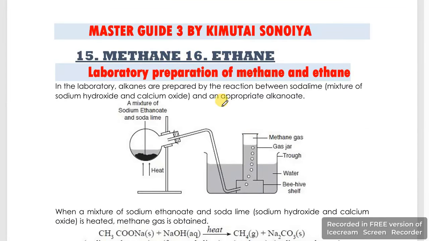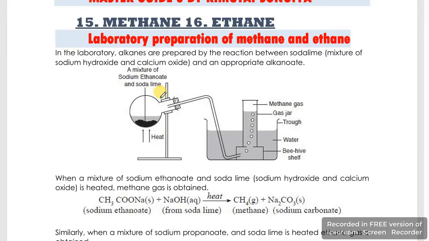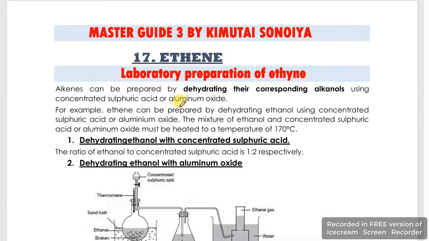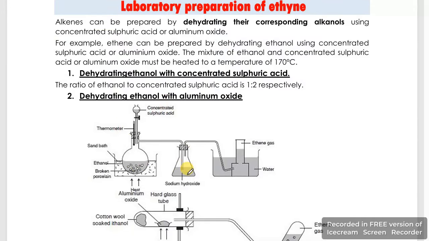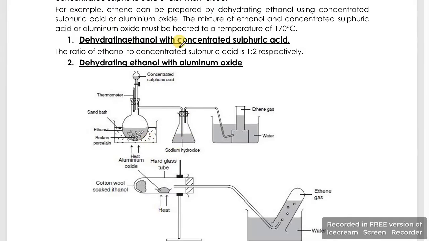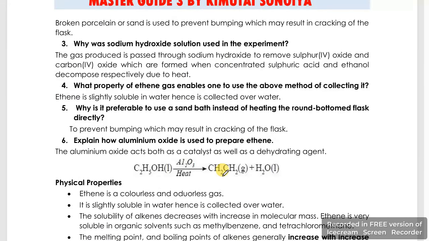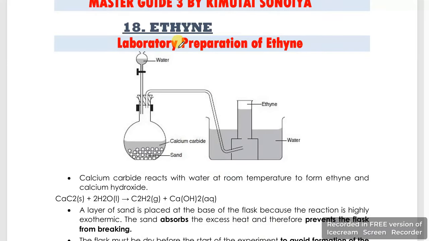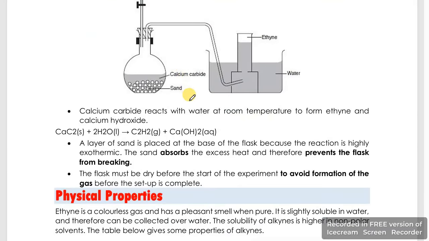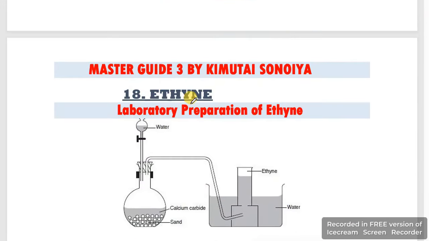Methane, the organic, methane, how is ethane prepared? Ethene. Ethyne. So in form 4, there is no gas collected there and prepared.